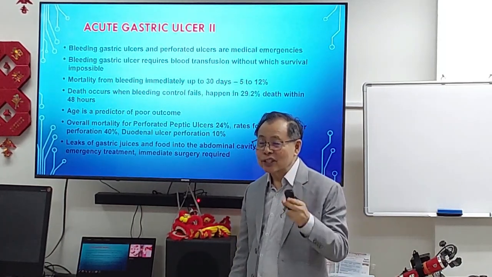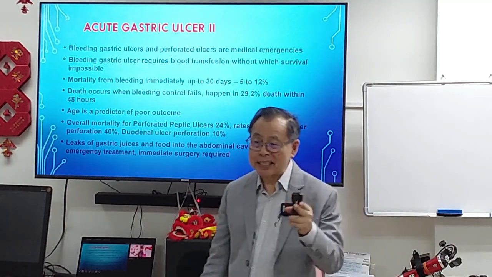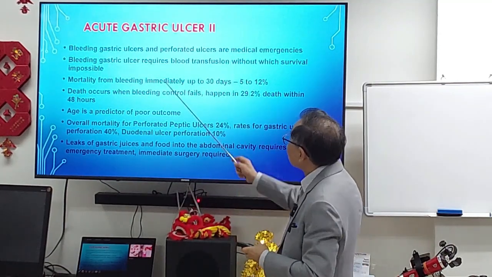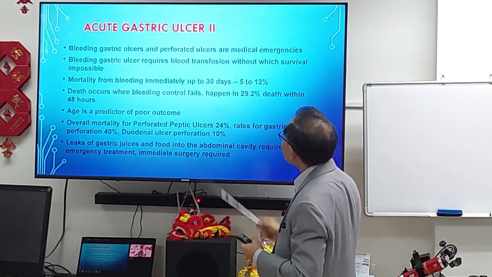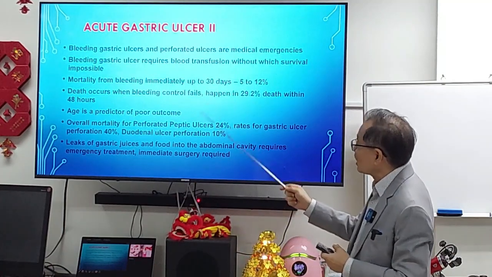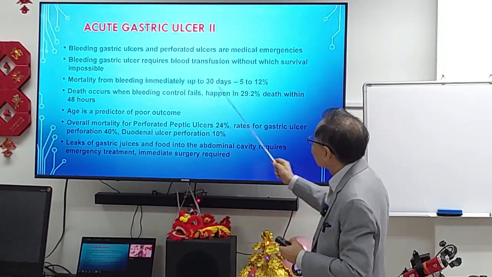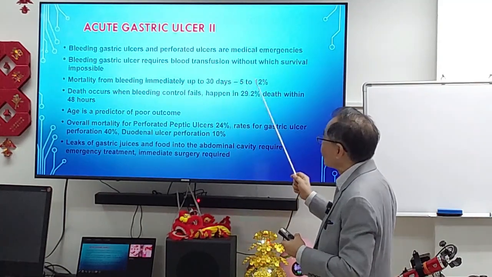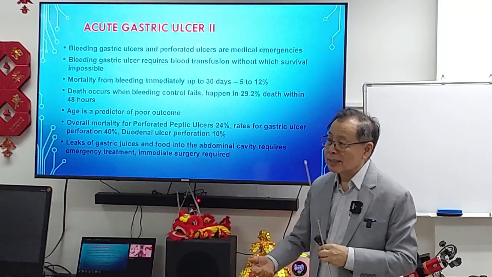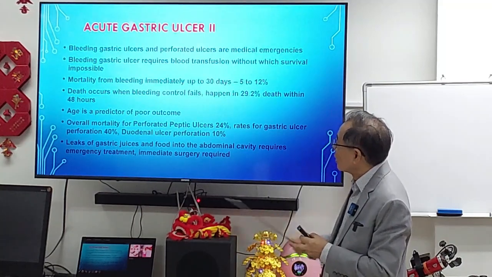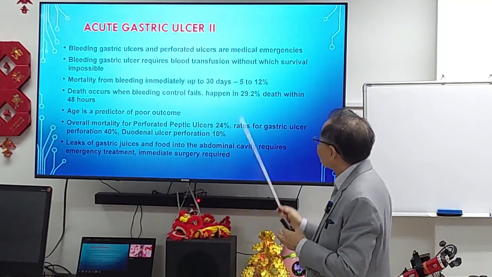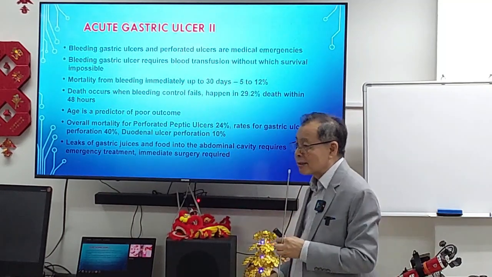And so a lot of conditions that give rise to heart pain, chest pain are all emergency conditions. Bleeding gastric ulcer requires blood transfusion, without which you can't survive. Mortality from bleeding up to 30 days, in other words, 5 to 12% of people who suffer from bleeding gastric ulcers can die because they lose too much blood. And that occurs when bleeding control fails in 30%, death within 48 hours.